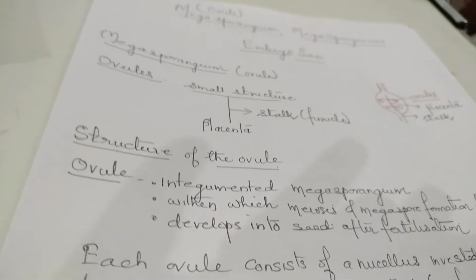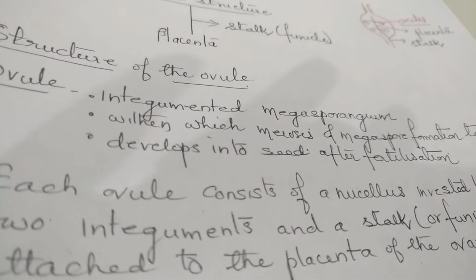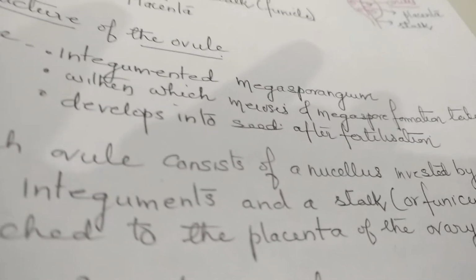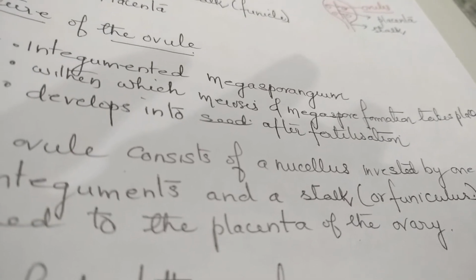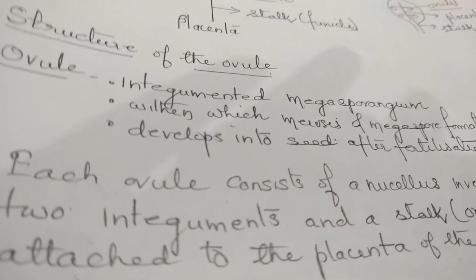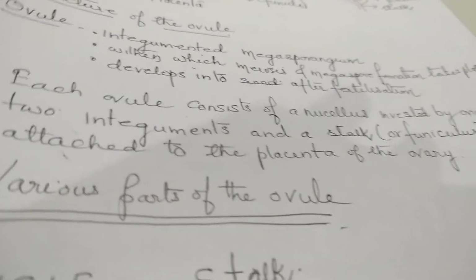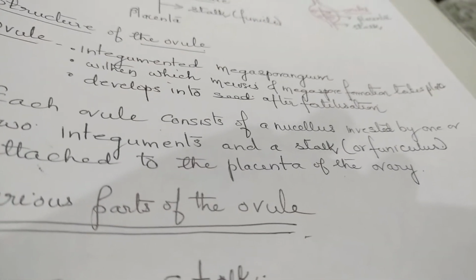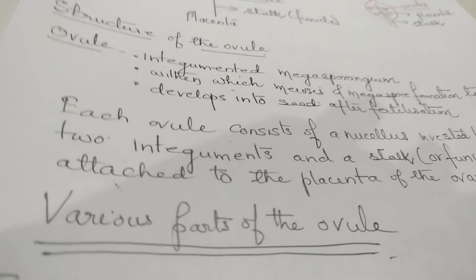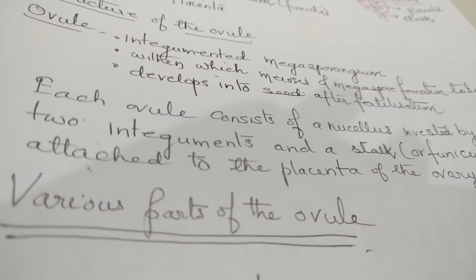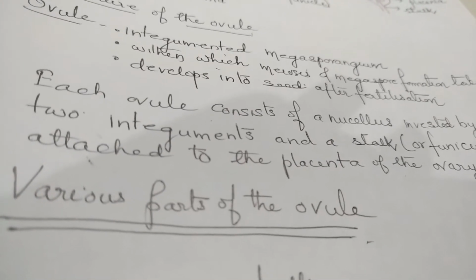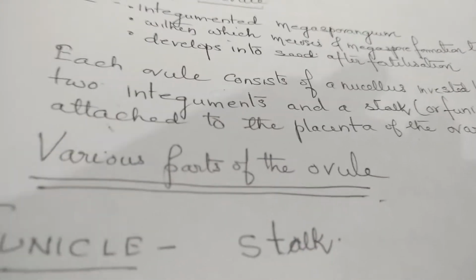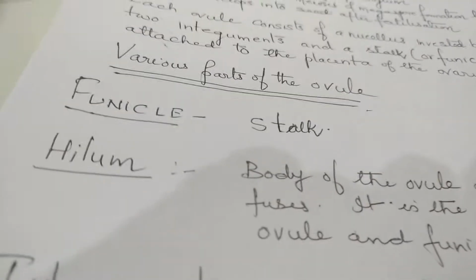Ovule is also known as megasporangium. It is an integumented megasporangium within which meiosis and megaspore formation takes place. It develops into seed after fertilization. Each ovule consists of a nucellus invested by one or more integuments and a stalk, which is also known as funicle, which is attached to the placenta of the ovary. Let us see the various parts of the ovule.